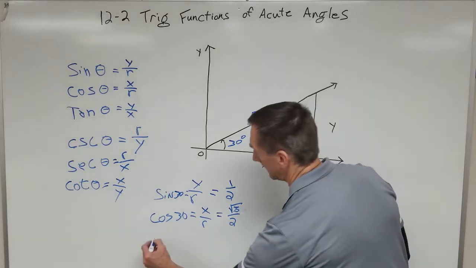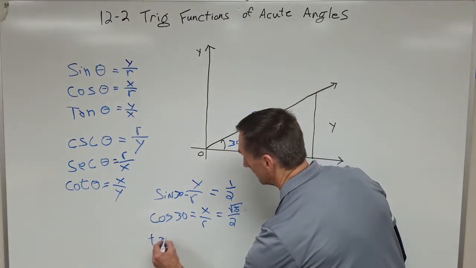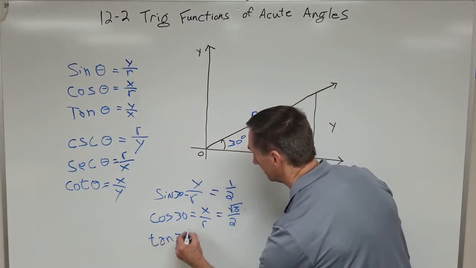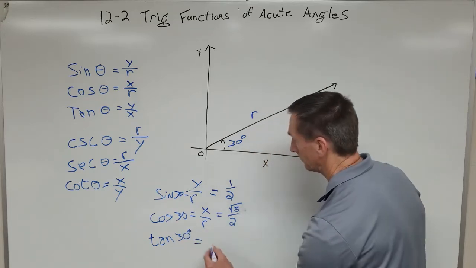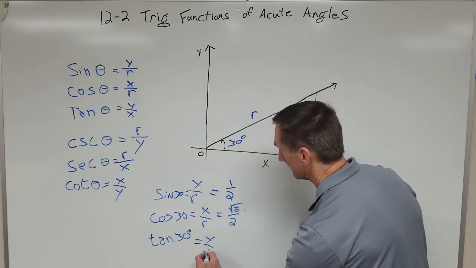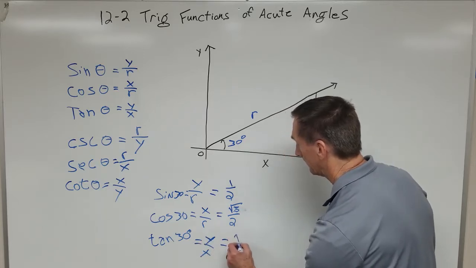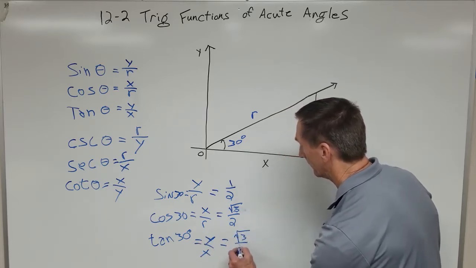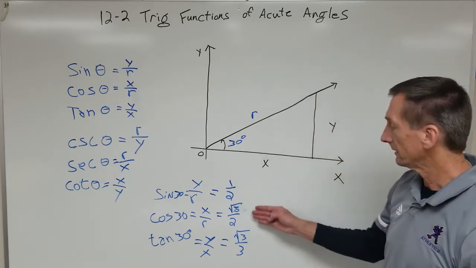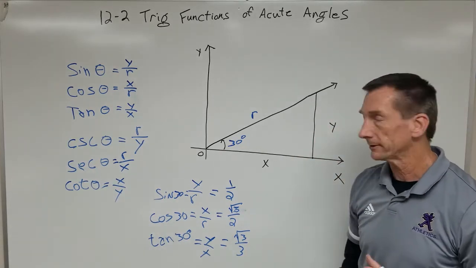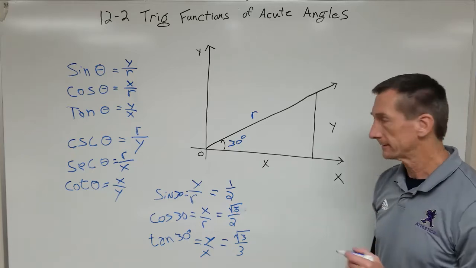Now let's take a look at the tangent. The tangent of a 30-degree angle is y over x, and that is square root of 3 over 3. Just knowing these values when you're dealing with a 30-degree angle can save you a lot of time.